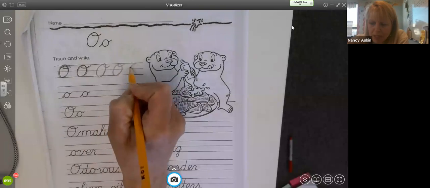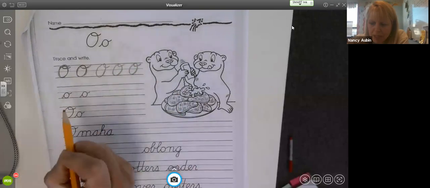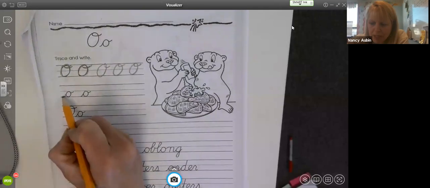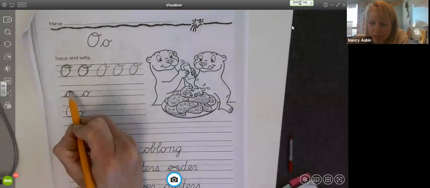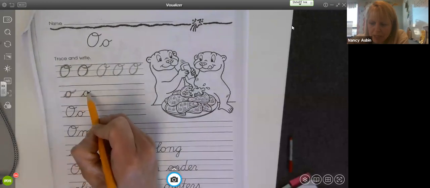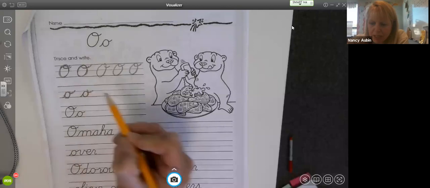O, O, O. And just a reminder, the lowercase o is a 2 o'clock letter. So you start at the grass line, come up to 2 o'clock, retrace back down to the grass line, back up to the airplane line, and make your swinging bridge. 2 o'clock, retrace, come back down to the grass line, back up, swinging bridge.